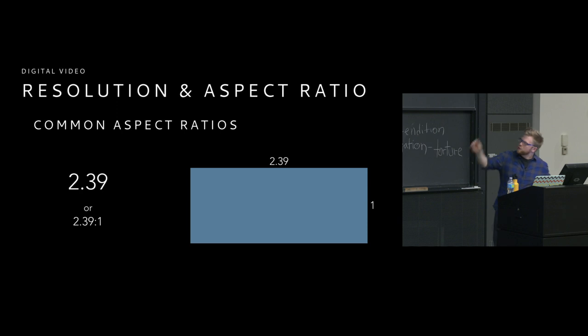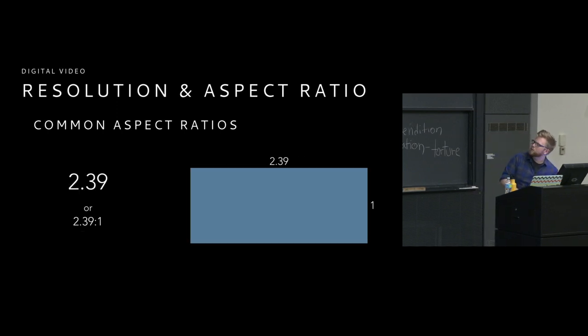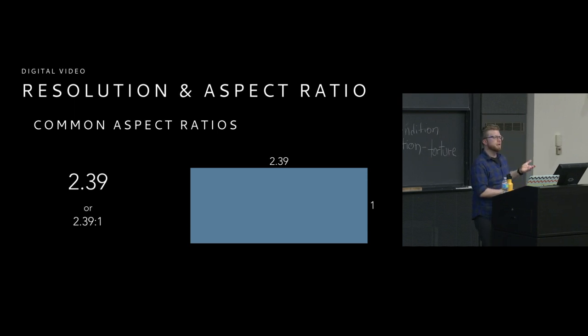And you've got 2.39 units across the top, and then one on the side. And look how much wider that is. So that's like widescreen, right? So these aspect ratios are the ones that you find most commonly. There's also 1.85 in digital cinema projection. They're both popular right now. So I think 2.39 is a little more popular, but it's close.